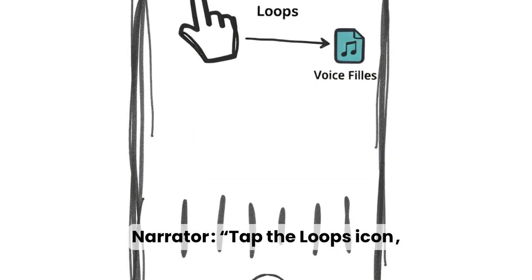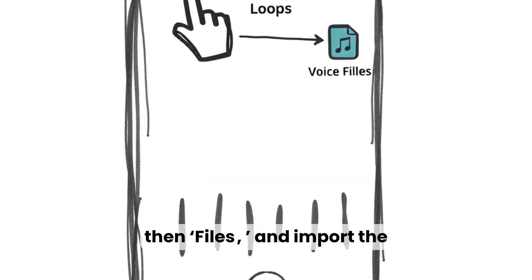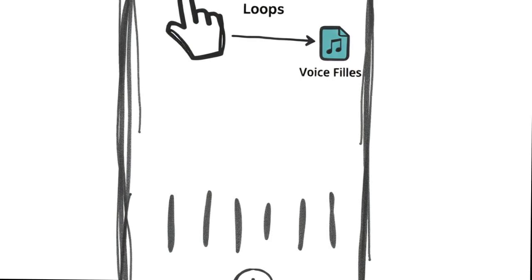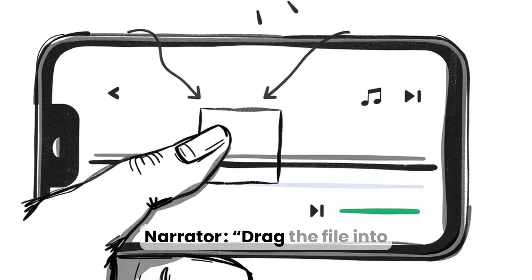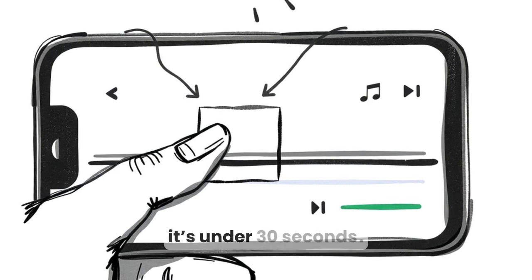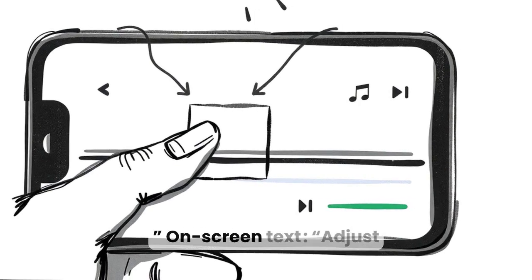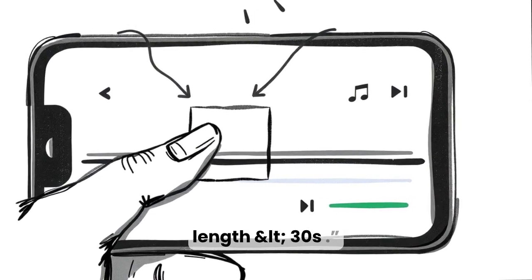Tap the loops icon, then Files, and import the voice memo you just saved. Drag the file into the timeline and make sure it's under 30 seconds.